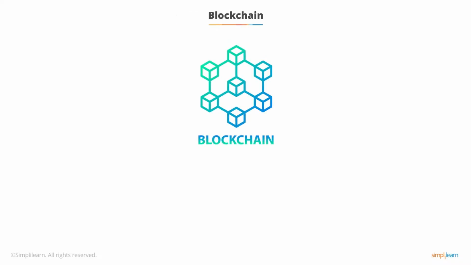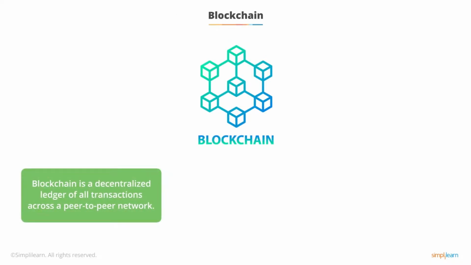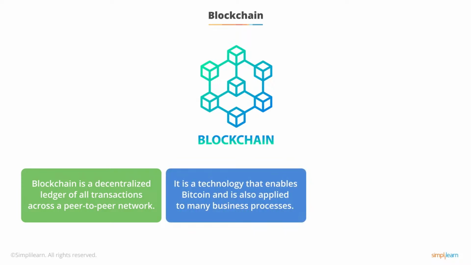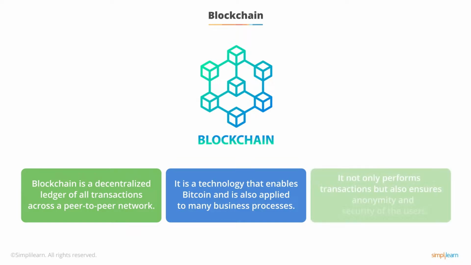Now, let me define blockchain for you. So, blockchain is a decentralized ledger of all transactions across a peer-to-peer network. Basically, it is a technology that enables Bitcoin and is also applied to many business processes. Thus, Bitcoin is just one application which runs on blockchain, and blockchain as a technology can do much more. It not only performs transactions, but also ensures anonymity and security of the users.